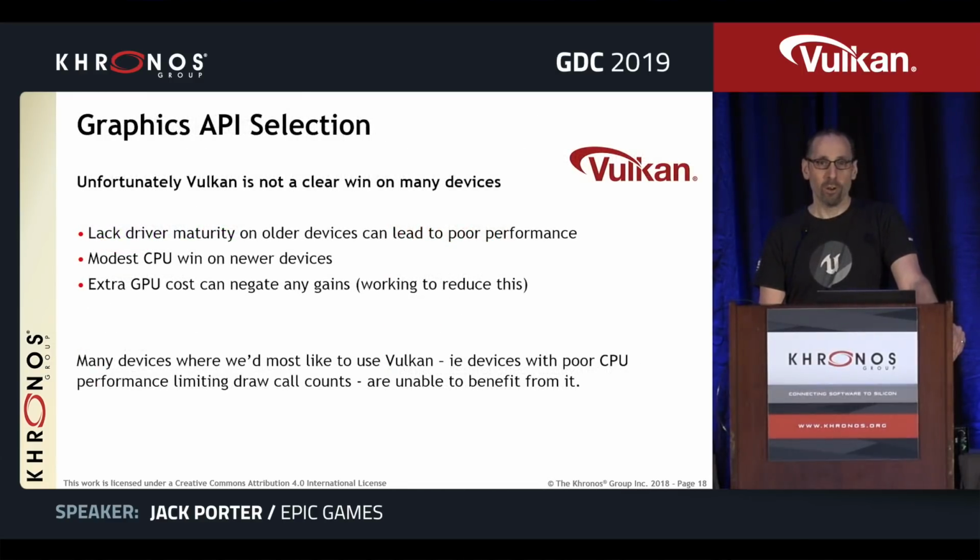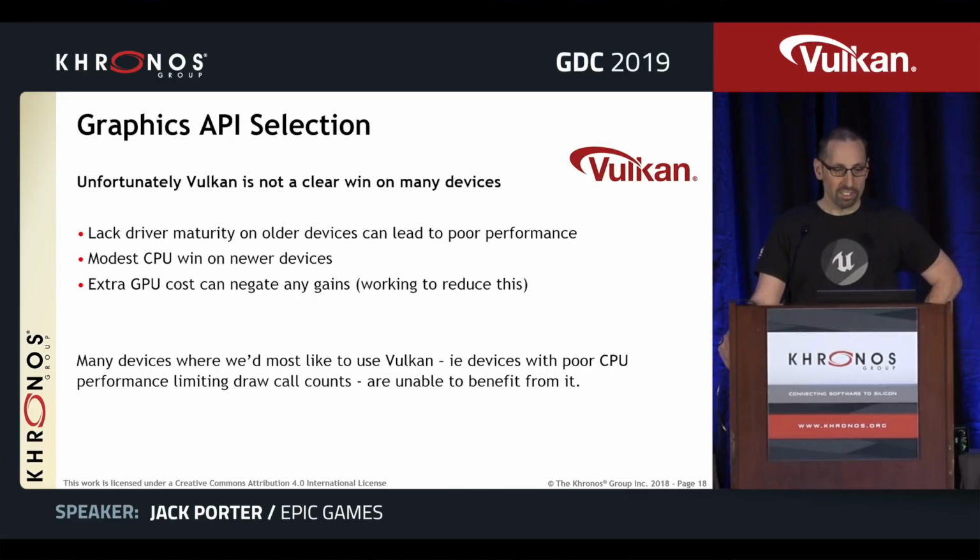That's unfortunately because Vulkan is not a clear win on especially older devices. Lack of driver maturity on older devices leads to poor performance. I've got to say that things have really improved, and current modern devices are great. The problem with that is that modern devices are also very performant, so the CPU gains we're getting from Vulkan are reduced simply by the nature of these devices being very fast. There's also some extra GPU cost from our Vulkan implementation, and I'll talk a little bit later about a couple of the improvements we're doing, and Kostiantyn's also going to talk about reducing that GPU cost.